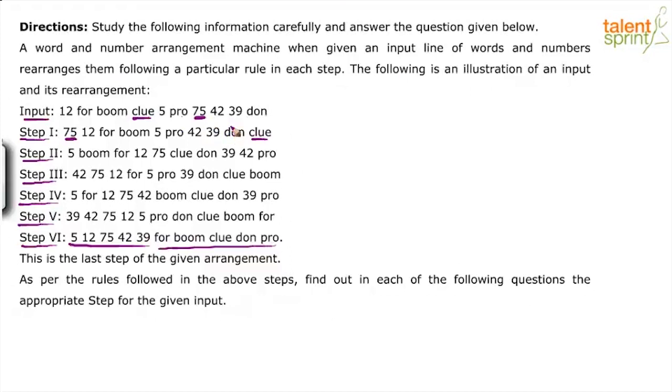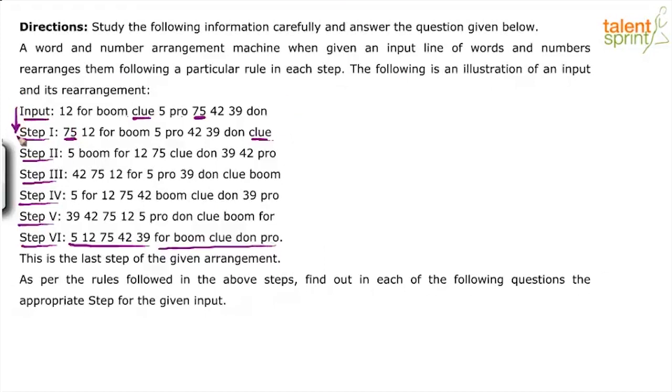So what exactly has been done here? Look at the fourth word from left: 1, 2, 3, 4. That fourth word from left has been taken to the last position, because anyway we want words towards the end, right? Maybe that's the idea. And the fourth element from right: 1, 2, 3, 4. The fourth element from right has been moved to the first position, 75. So that's what it looks like. Only when we go forward we'll understand. So that is what has happened from input to step 1.